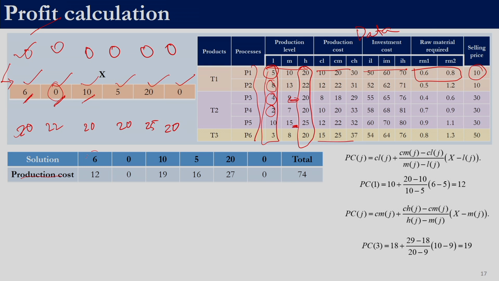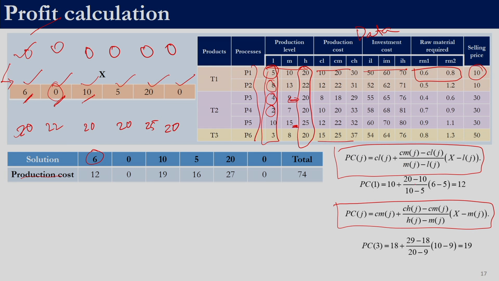If we decide to produce 6 units from process 1, for production cost these are the two equations. This equation is valid between L and M, and this equation is valid between M and H. The amount that is produced is 6. In this equation we need to substitute 6, and the low level is 5, the medium level is 10. So, wherever L is there we need to put 5, wherever M is there we need to put 10. For CL we need to substitute 10, and for CM we need to substitute 20. So, everything is known, so we will be able to calculate the cost. In this case the cost turns out to be 12. So, this is the production cost for producing 6 units from process 1.